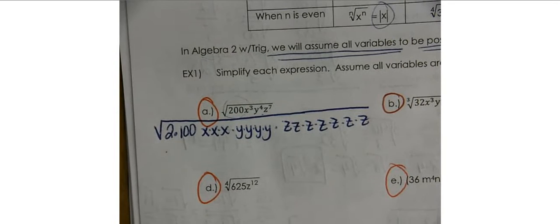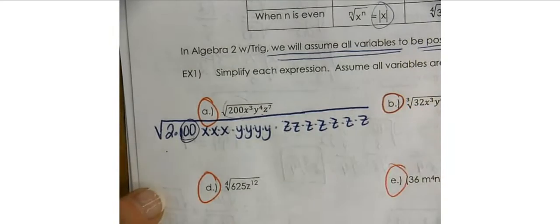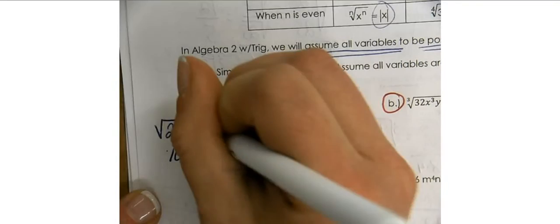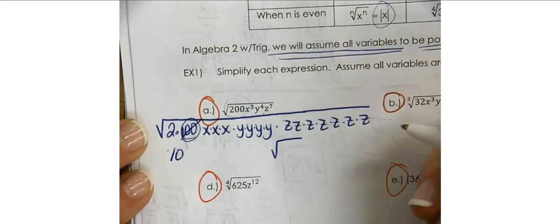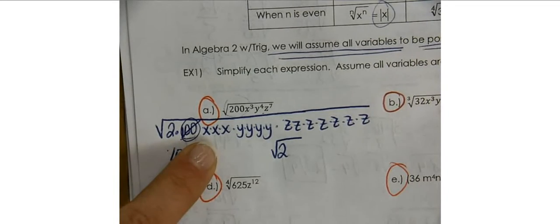Since this is square root, as soon as you have a pair of something, you can bring it out of the square root symbol because it technically means something squared. So I know that the square root of 100 is 10. So that's going to come out of my root. The 2 is going to stay inside of the root. So I'm going to leave a little bit of space, and I'm going to write down that I have 2 inside of my root.